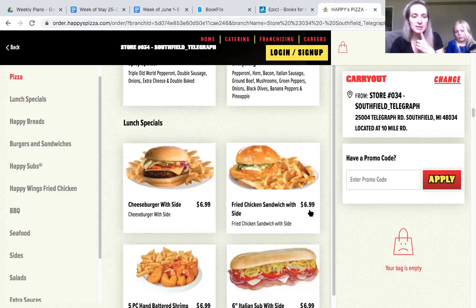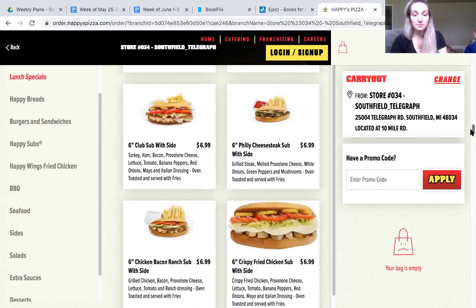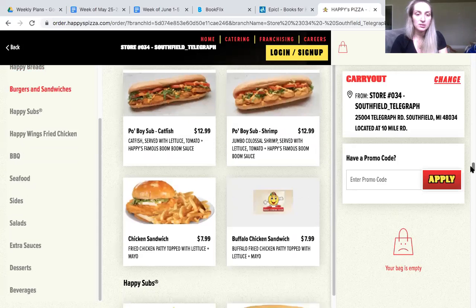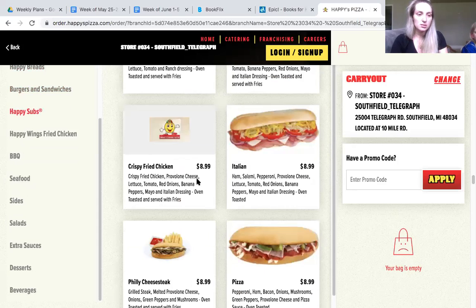So if we look at these, cheeseburger with side, $6.99. Fried chicken sandwich with side, $6.99. Which one costs more? They cost the same, right? The number in front of the decimal, 6, is the same for both foods. The number after the decimal, 99, is also the same for both foods. Okay, let's look at our next one. Scan down here to the pizzas.